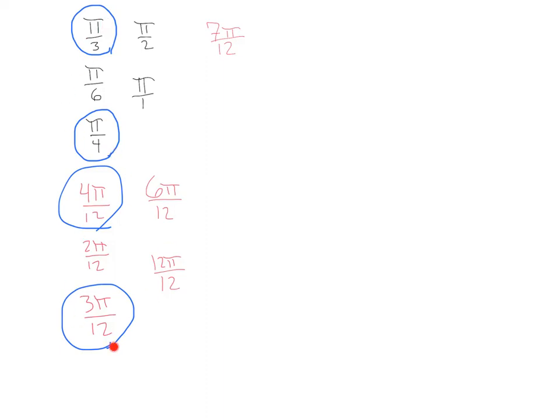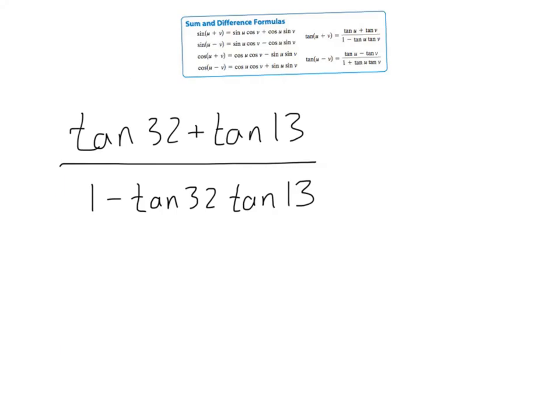You don't have to rewrite using the common denominator of 12, but if you're having trouble finding out what two angles add or subtract together, this is one way that many find easier to accomplish that goal. Alright, so far we've been using these identities to go from left to right. We can also go in the other direction.